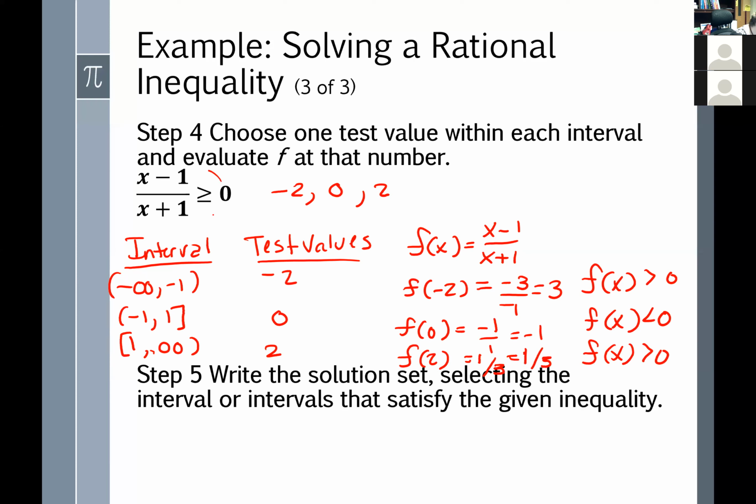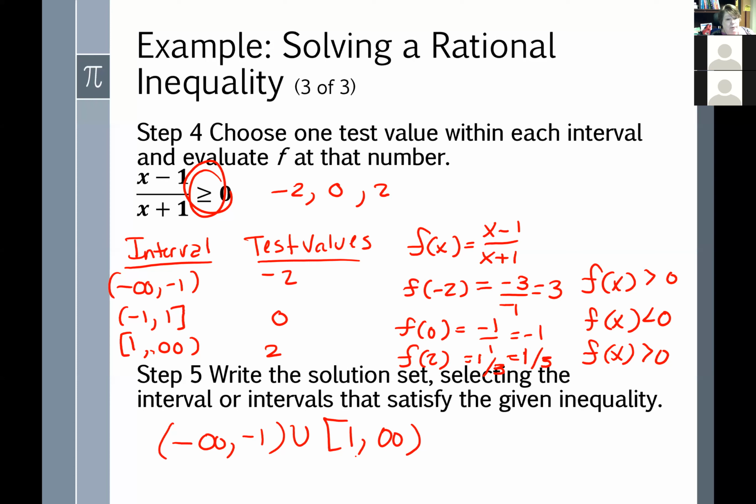So where is this function positive? It's positive from negative infinity to negative 1, and it's positive from 1 to infinity. It's negative between negative 1 and 1. So again, bracket next to the 1 because 1 is what makes the numerator equal to 0. Parenthesis next to negative 1 because negative 1 has a restriction on the domain.